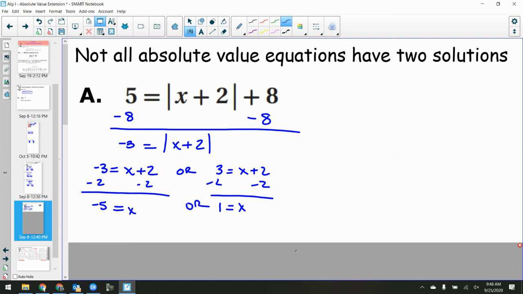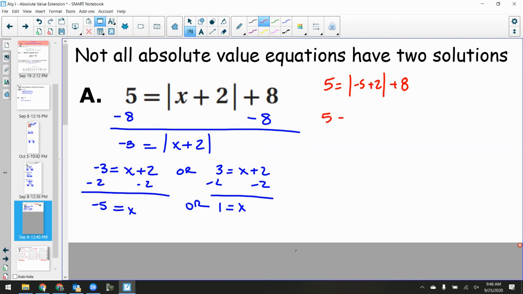Maybe one's not right. Maybe I screwed something up. How would I check to see if I screwed something up? Plug it in. Let's try the negative 5, because maybe that's not right. 5 is equal to the absolute value of negative 5 plus 2, plus 8. I just plugged in negative 5.